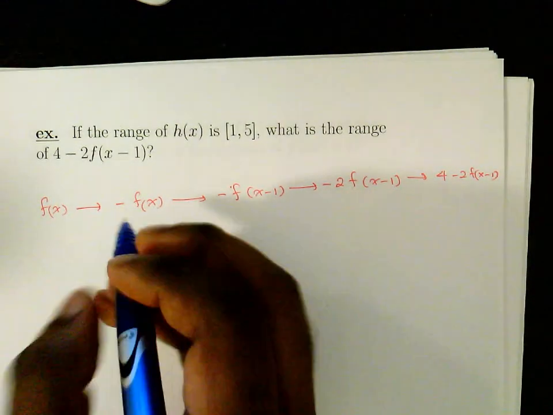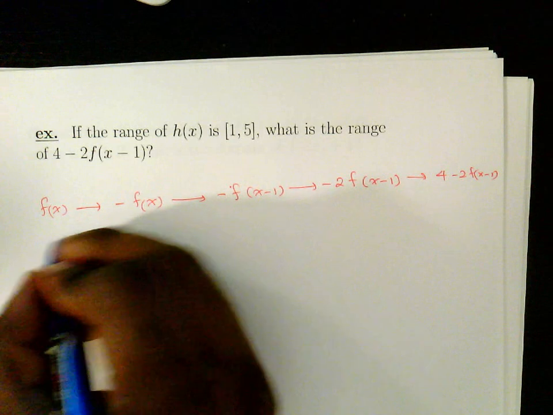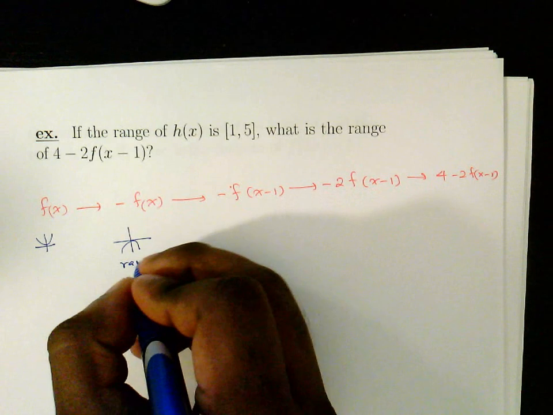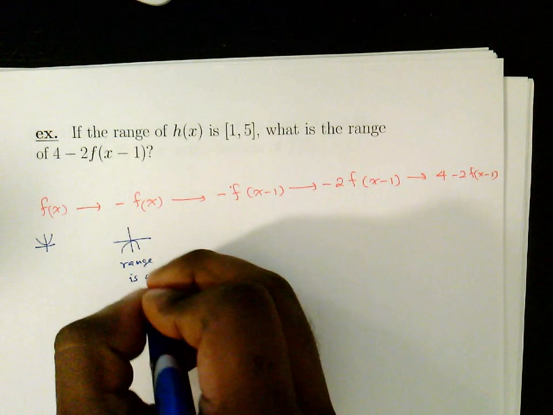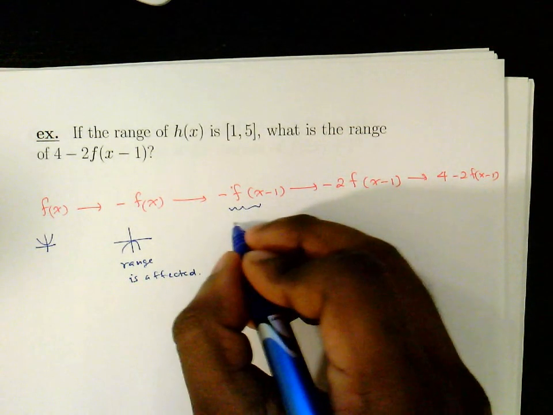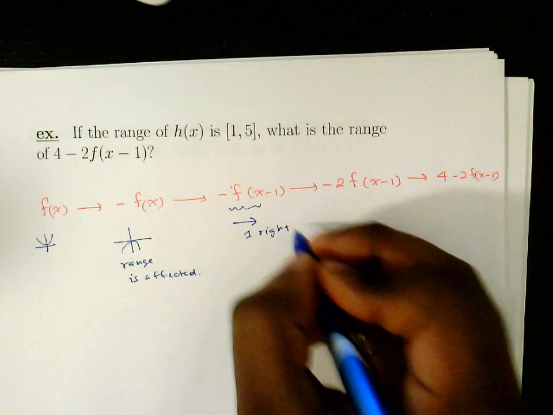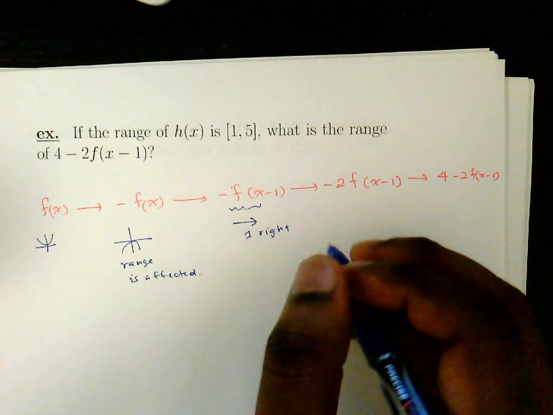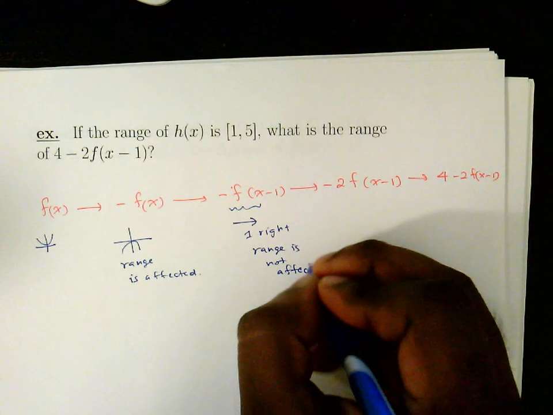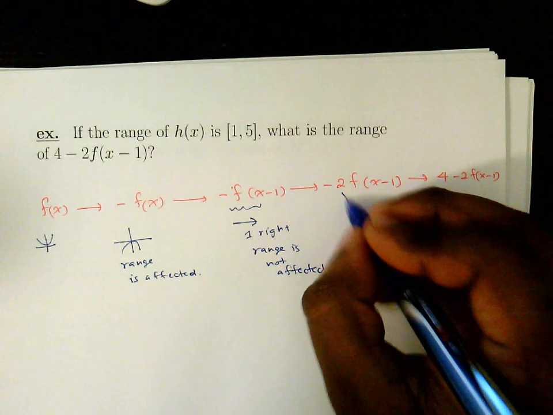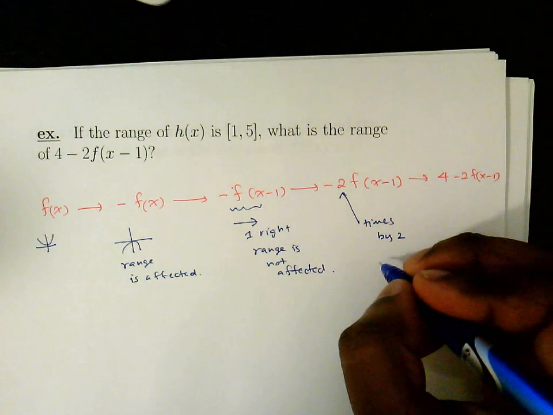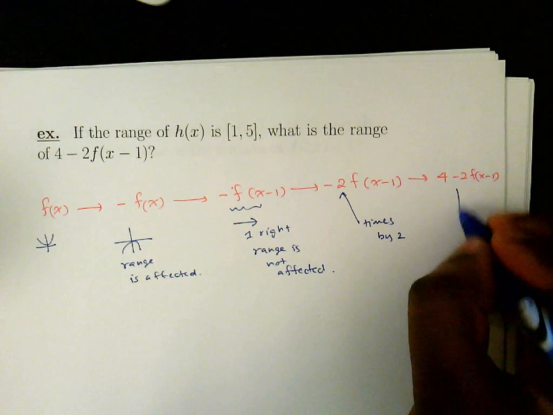So what affects the range? Now if you had a function like this and it becomes something like this, that would affect the range. And this is 1, right? And remember, horizontal movement doesn't affect the range, so range is not affected. And then you multiply by 2, and it affects the range. And then you go up 4.